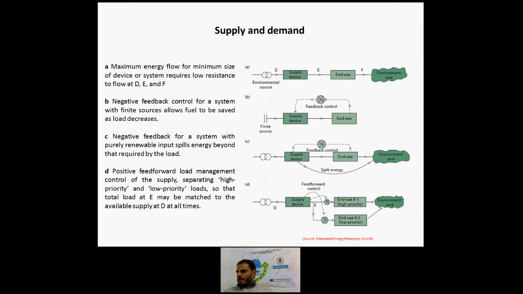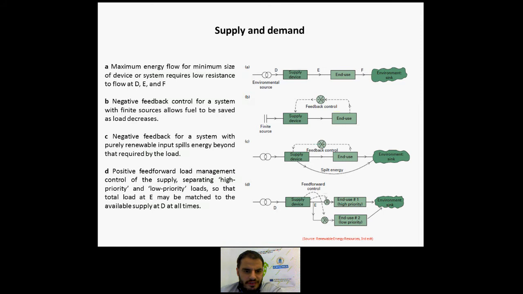Well, now, first A corresponds to maximum energy flow for minimum size of the box. All system requires low resistance to flow at D, E, and F. B, negative feedback control for a system with finite sources allows fuel to be saved as load decreases. C, negative feedback for a system with purely renewable input spills energy beyond that required by the load.